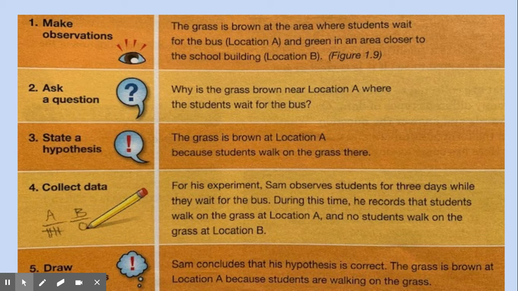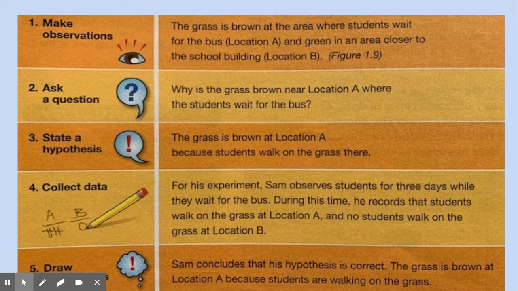Make an observation. Step 1. The grass is brown at the area where students wait for the bus, and green in the area closer to the school building. Sam next asked a question. Why is the grass brown near a location where the students wait for the bus? He stated his hypothesis. The grass is brown at the location because students walk on the grass there.